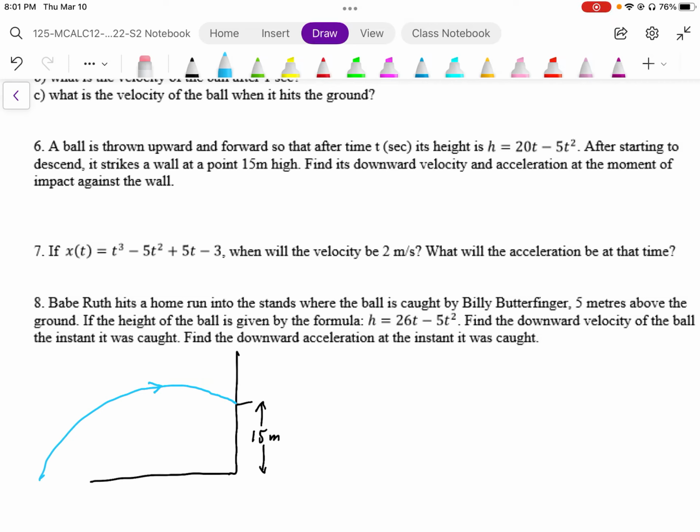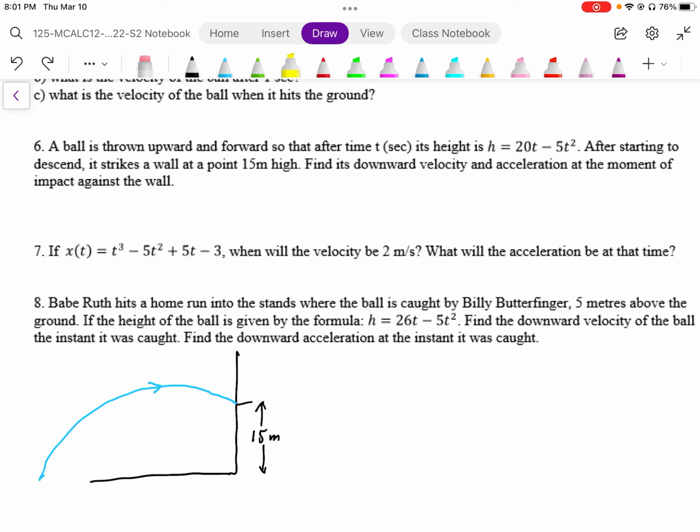Question number 6, it says balls thrown upward and forward, and it follows h equals 20t minus 5t squared. And as it descends, it hits a point on the wall 50 meters high. So I've kind of shown this here where it's going to fly through here and then hit the wall 50 meters high. So find the downward velocity and acceleration at the moment of impact against the wall.